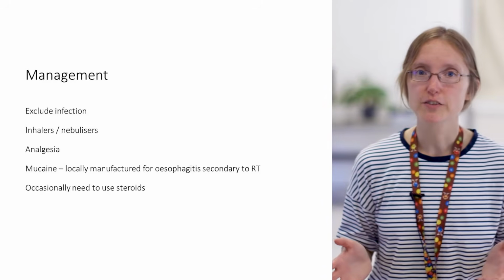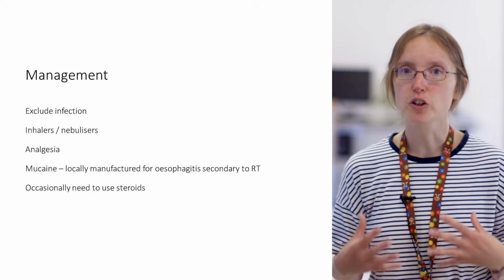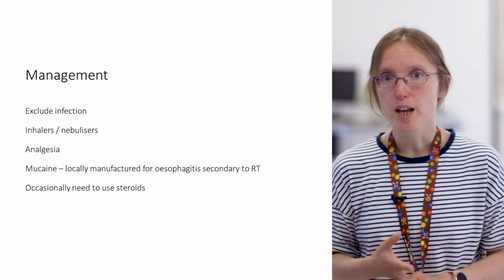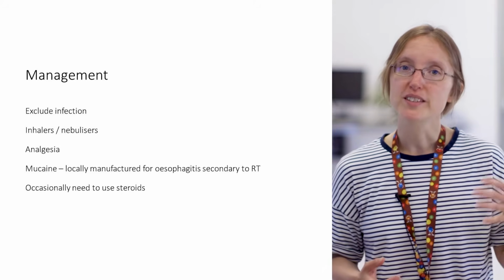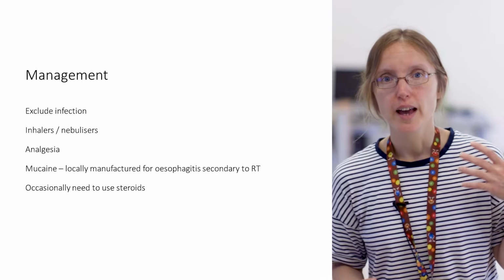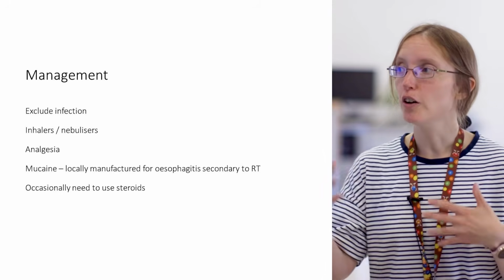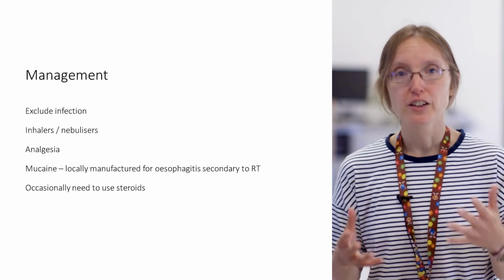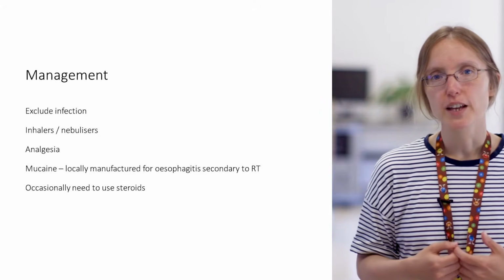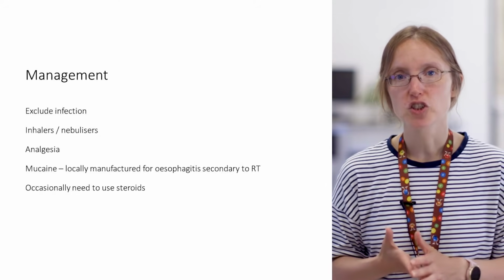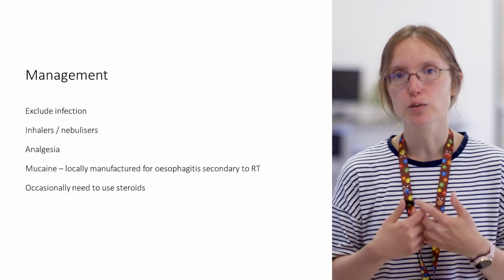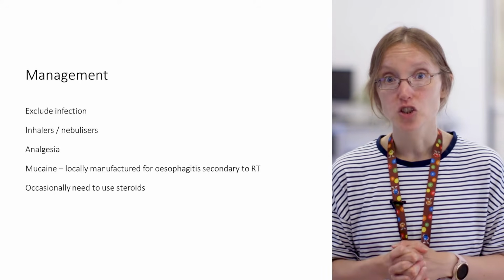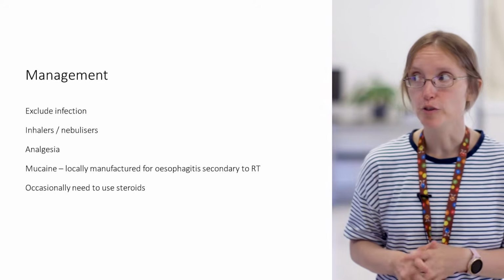How do we manage these side effects? Well, lung cancer patients, if they're breathless and are coughing, we need to make sure they don't have a chest infection, so we'll get an x-ray. Inhalers and nebulizers are also important, and remember, a significant proportion of these patients will have smoking-related damage as well, so they're often already on inhalers and nebulizers, and so we need to optimise those. Analgesics for pain, and Mucaine is very good for esophagitis, so that's some lubrication and some analgesia, which helps patients swallow despite the fact they've got mucositis. For pneumonitis, as I've said, occasionally we need to use steroids to settle down that inflammation.